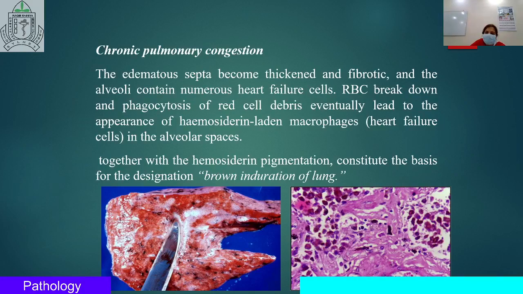What is a heart failure cell? Hemosiderin-laden macrophages in the alveolar space, which is the cardinal point for chronic pulmonary congestion. Ultimately, hemosiderin pigmentation also increases, and with time it is known as brown induration of the lung. The color is brown, of course, due to hemosiderin pigmentation.